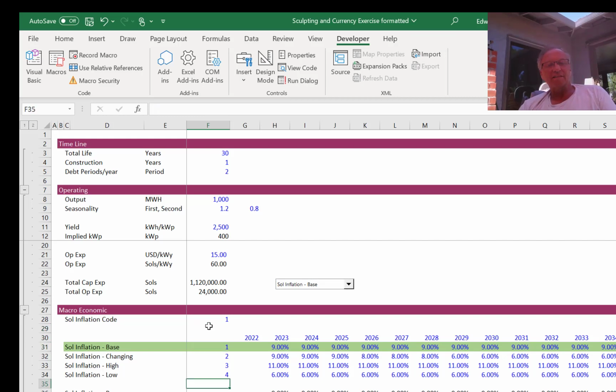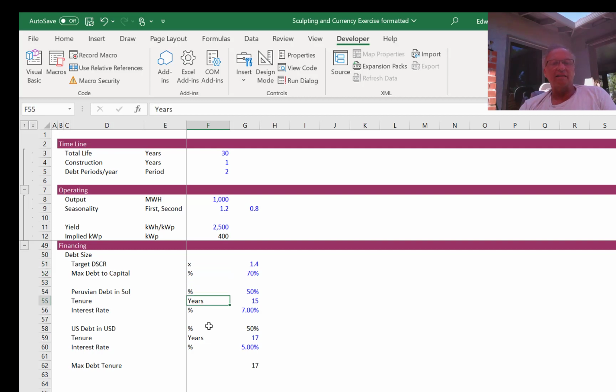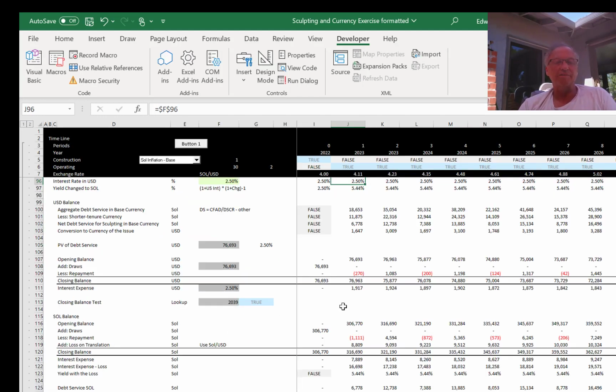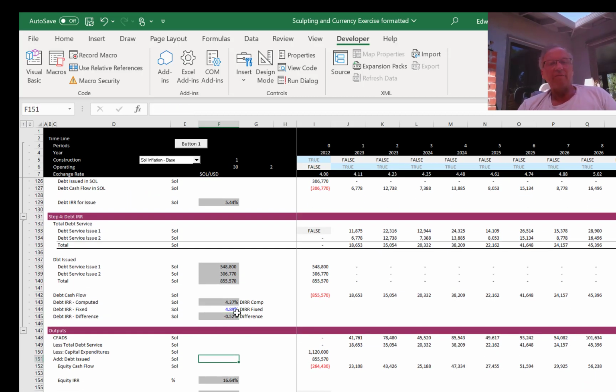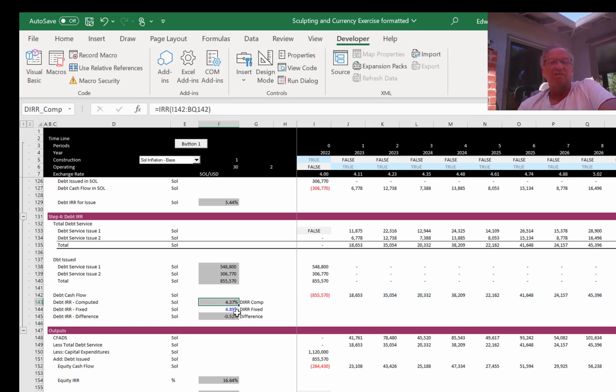around. Let's see if we can't go to the bank and instead get, instead of 50-50, let's get 70% for our soles, meaning there's 30% for the USD. And then what happens here is if you go all the way down, I put the debt IRR we computed, and the debt IRR we computed was just from the debt service in year 1 and year 2 versus the amount we issue.